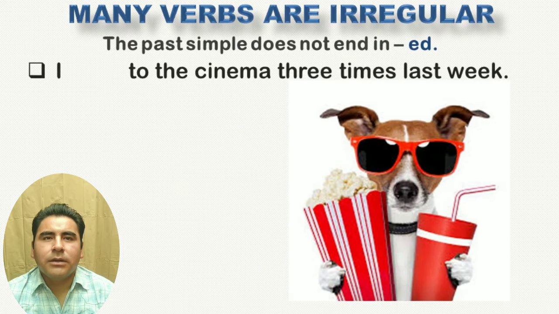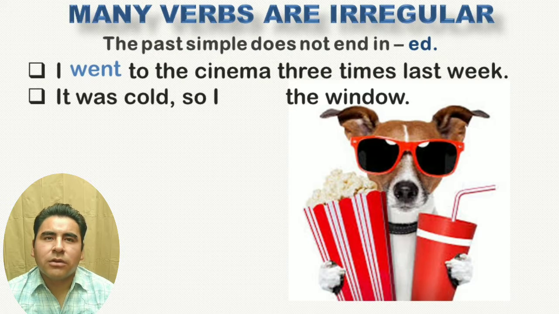Over here we have a nice picture about a dog. I went to the cinema 3 times last week. Okay, the same, it is an irregular verb. Was, you know. Well, the next one we have also. It was cold, so I shut the window. Okay. We have the past of go and shut. It's the same, right? But the time tense is different in the second example.